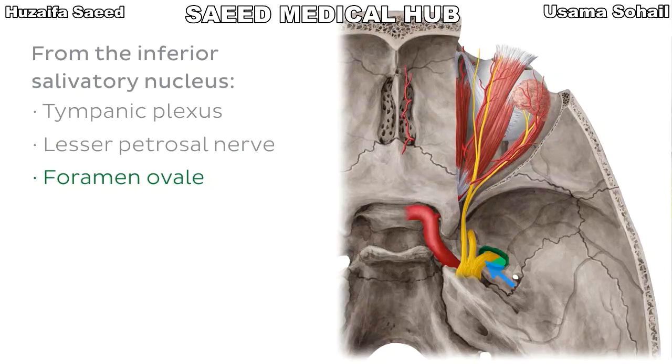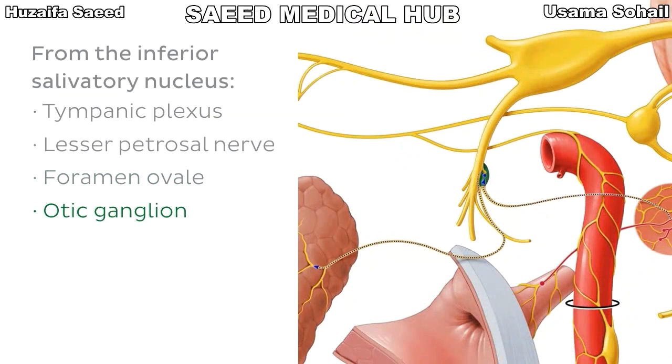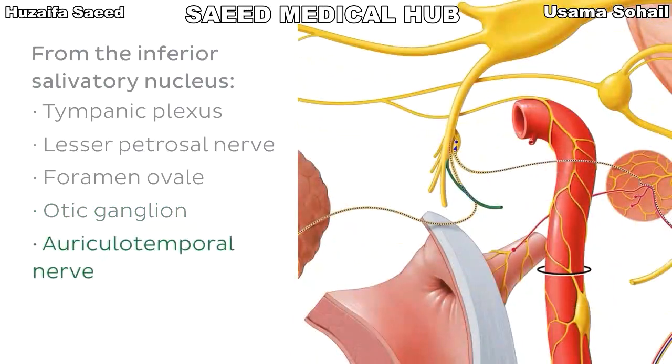From here, the parasympathetics travel to a structure called the otic ganglion, this tiny structure highlighted in green, and then they synapse. Note that on this zoomed in image of the glossopharyngeal nerve, this right here is the mandibular division of the trigeminal nerve. After that, they jump onto the auriculotemporal nerve, which is a branch from the mandibular division of the trigeminal nerve.